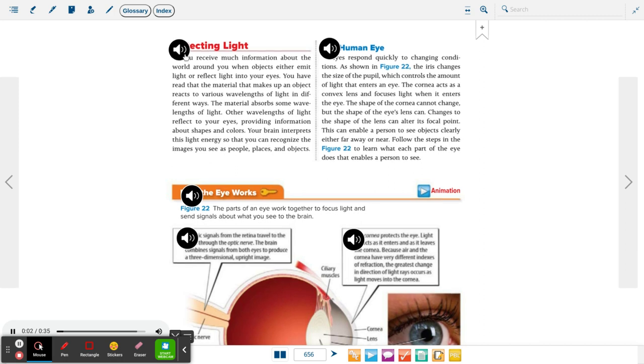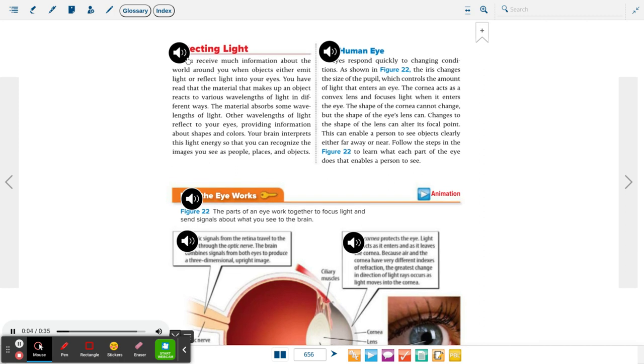Detecting light. You receive much information about the world around you when objects either emit light or reflect light into your eyes. You have read that the material that makes up an object reacts to various wavelengths of light in different ways. The material absorbs some wavelengths of light. Other wavelengths of light reflect to your eyes, providing information about shapes and colors. Your brain interprets this light energy so that you can recognize the images you see as people, places, and objects.